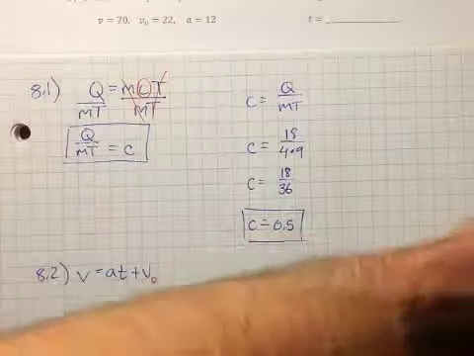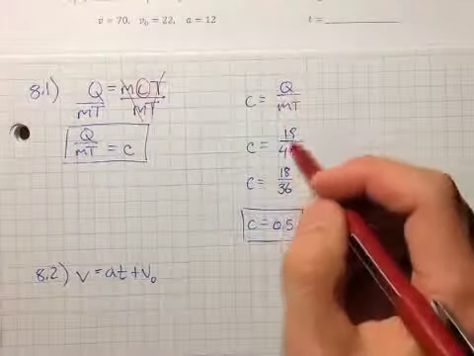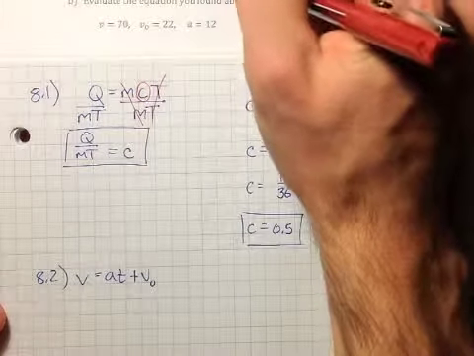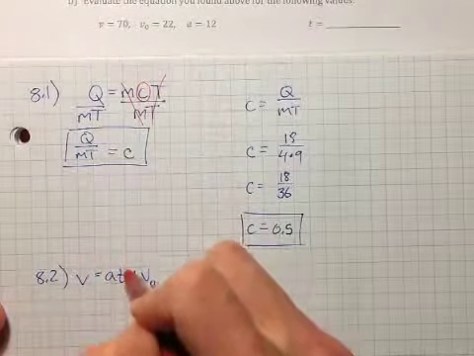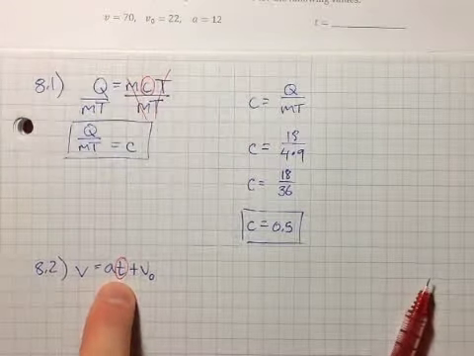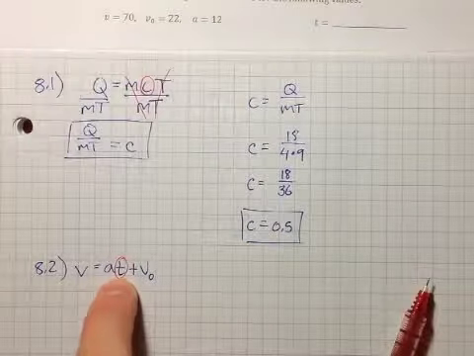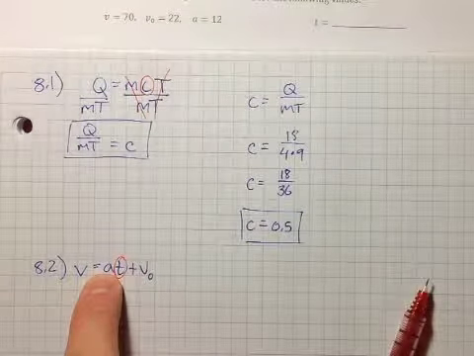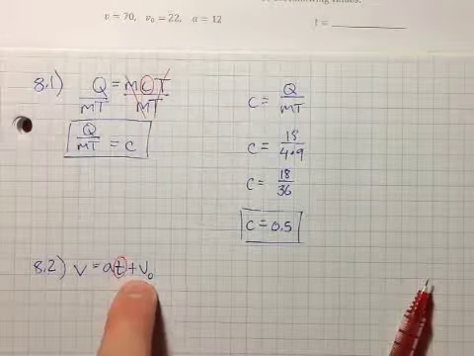So, let's circle what we're solving for, T. Down here we're solving for T. Okay, so I just circled what we're being asked to solve for. So I need to get the A to the other side of the equation, and I need to get the V naught to the other side of the equation.